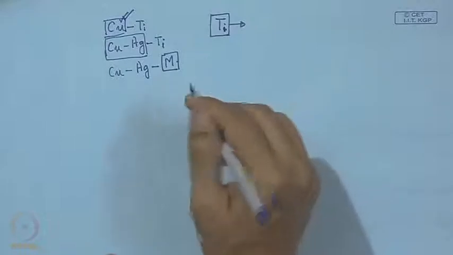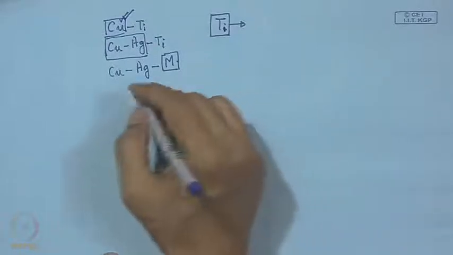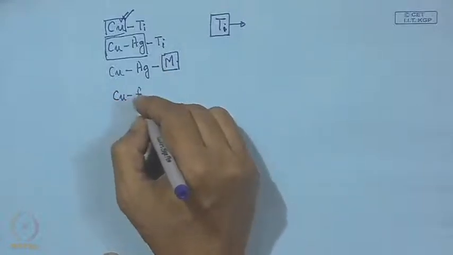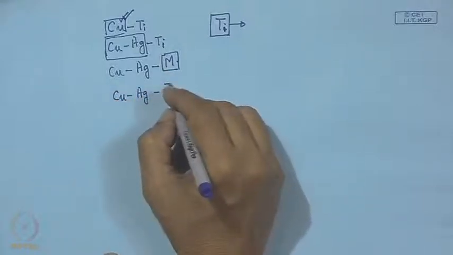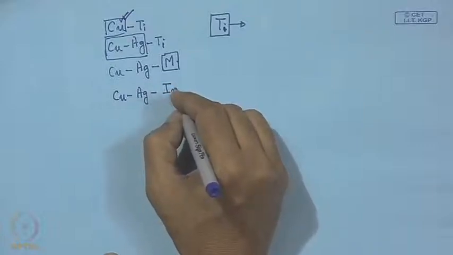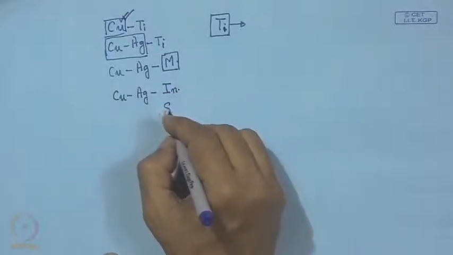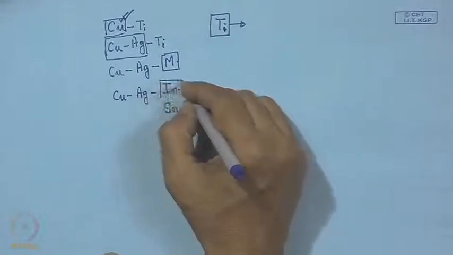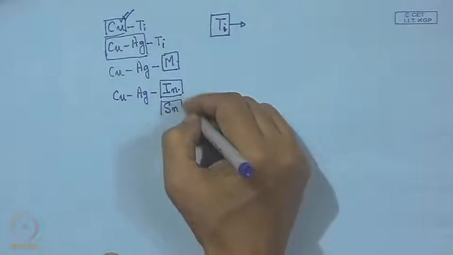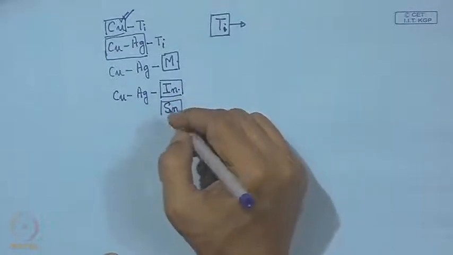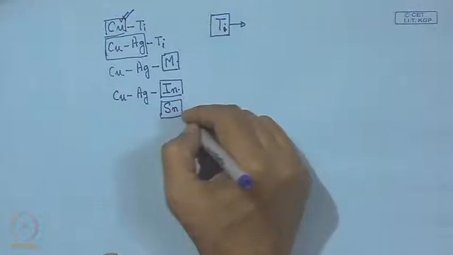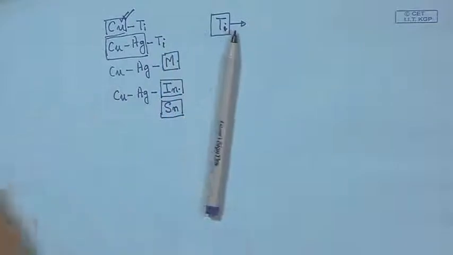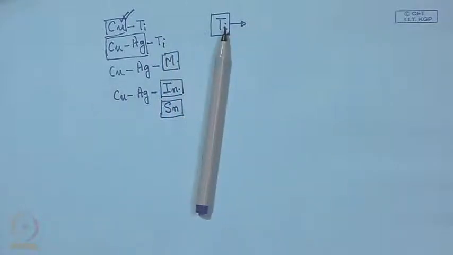That means, in this case for example, here this M, we can replace by either indium or by tin. Now, what is the role played by this indium or tin? And that is why what we have mentioned here, if we go here, we have the reactive element.